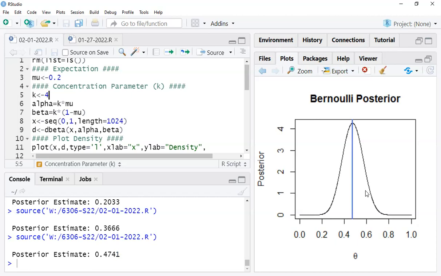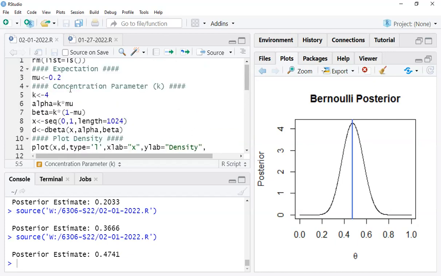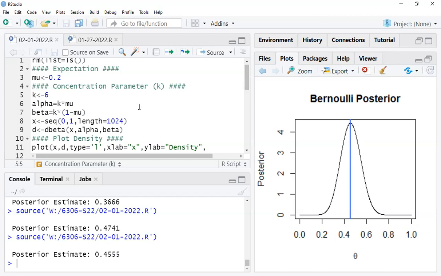Didn't do much. Yes? Dragged it a little bit. Drag this a little bit. Let's increase it to 6 and see what happens. Slowly it is moving.